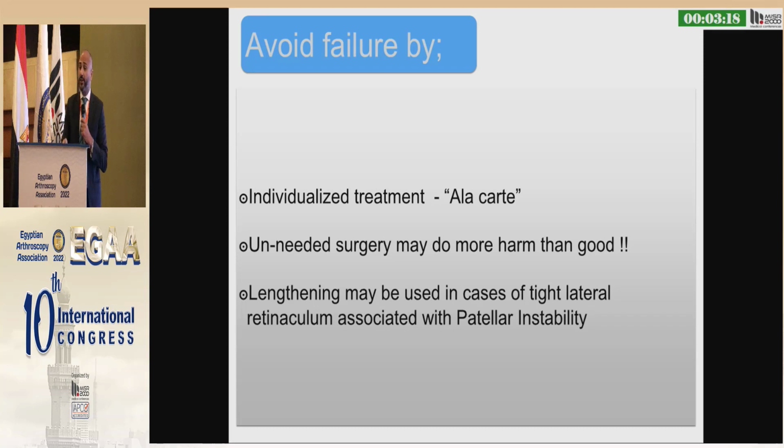You have to avoid this failure by individualizing your approach using the a la carte, and never do an unneeded surgery. It might do more harm than good. And if you need it, if there is definite contracture at the lateral retinaculum, consider lengthening more than you consider the release.